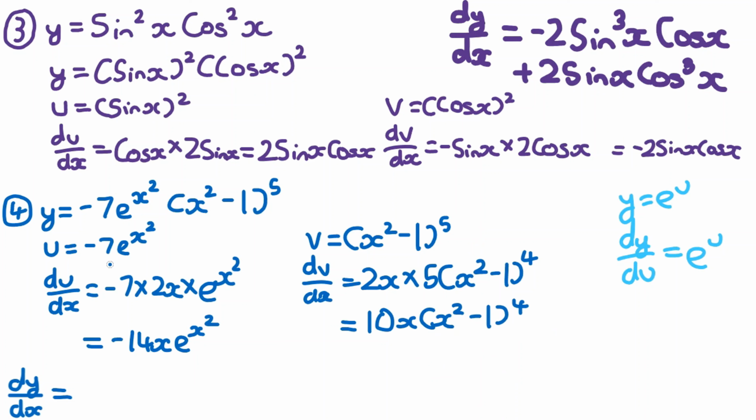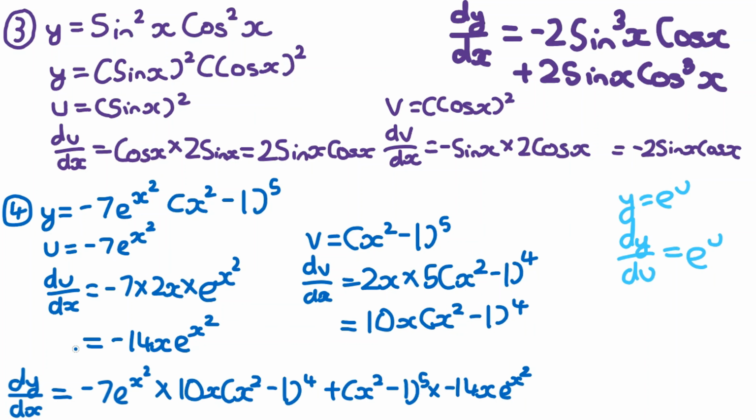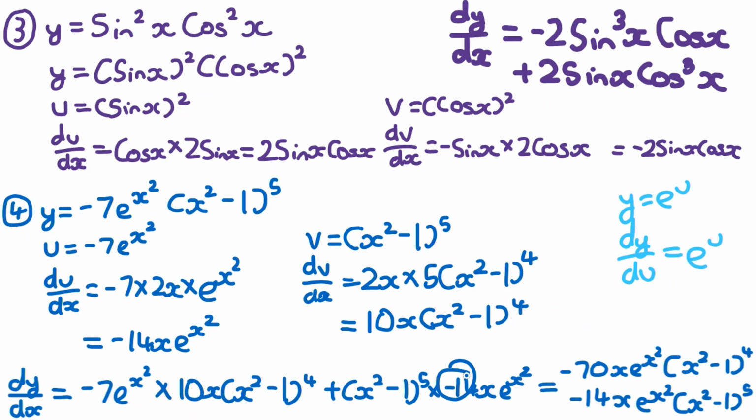Then dy over dx is going to be u multiplied by dv over dx, which is going to be minus 7e to the power of x to the power of 2 times 10x, x squared minus 1 to the power of 4, and then v multiplied by du over dx, which is going to be x squared minus 1 to the power of 5 times 14x e to the power of x to the power of 2. And there's a lot of simplifying we can do here. Minus 7 multiplied by 10 is minus 70, and then we move this minus 14 to the front here, so it becomes like this here. So therefore this here is dy over dx.